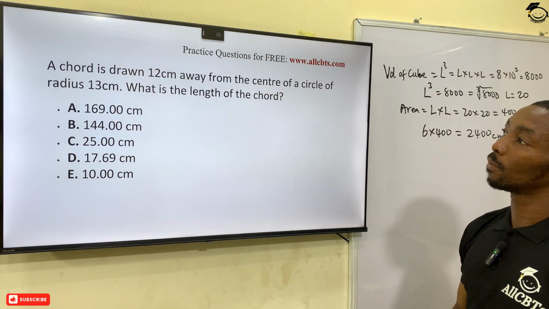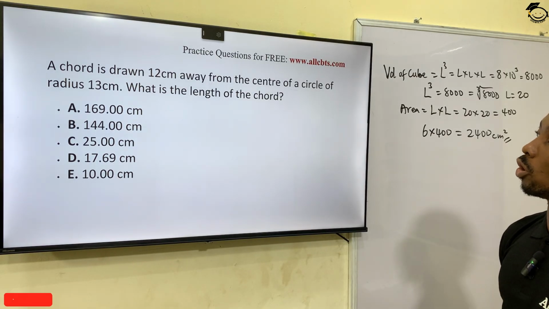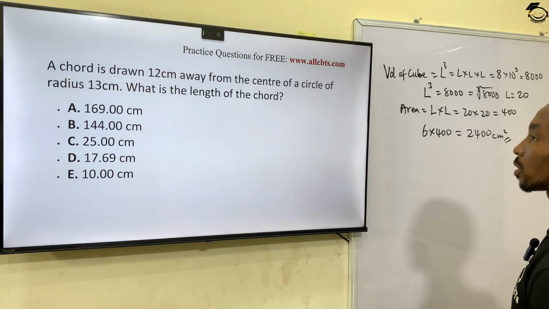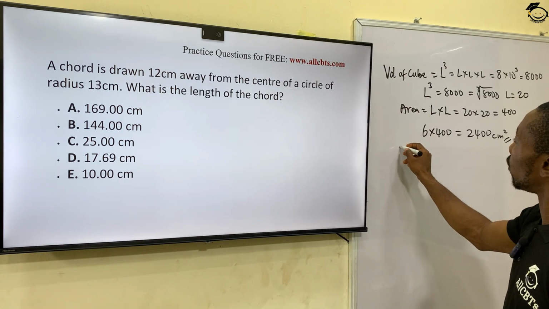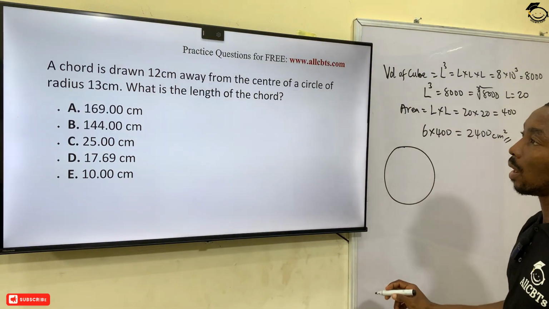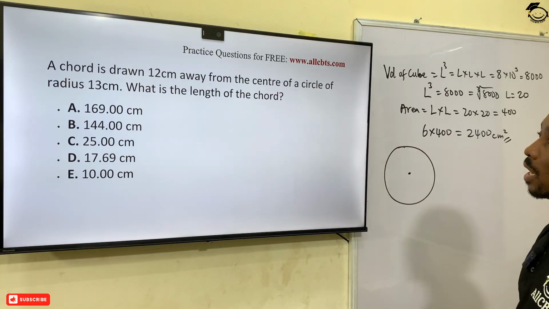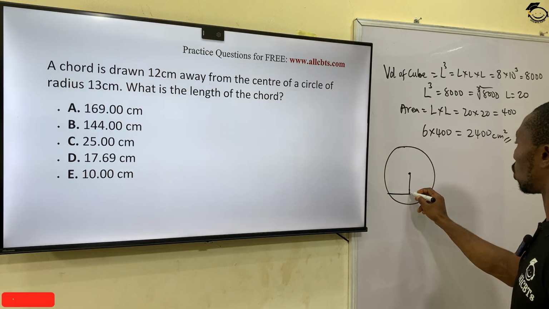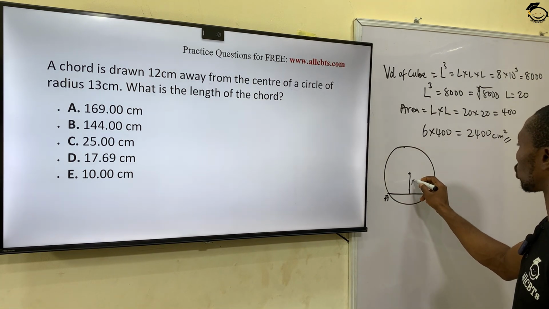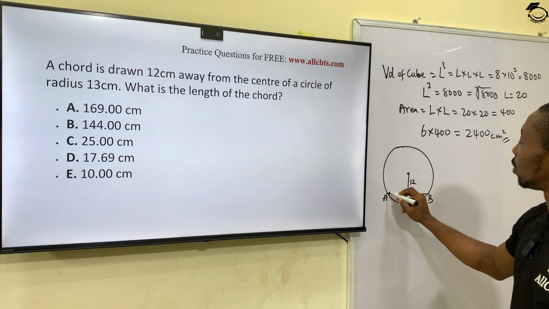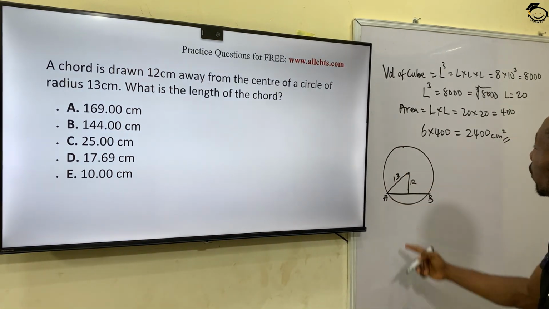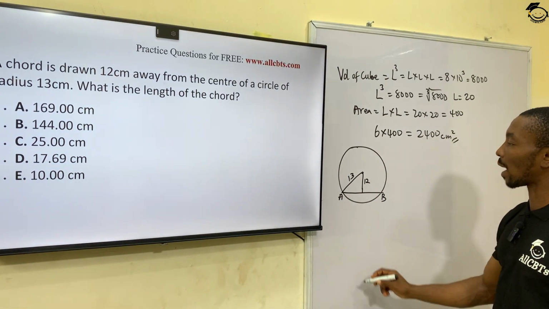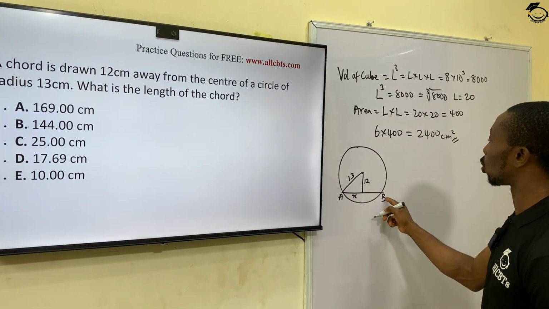A chord is drawn 12 cm away from the center of a circle of radius 13 cm. What is the length of the chord? Now, if we have a circle this way, and this is our center, a chord is drawn 12 cm away from the center. So this is a chord called AB, drawn 12 cm away from the center of our circle with radius 13. Now with this, we can see we have a right angled triangle. We are asked to calculate the length of this chord AB.